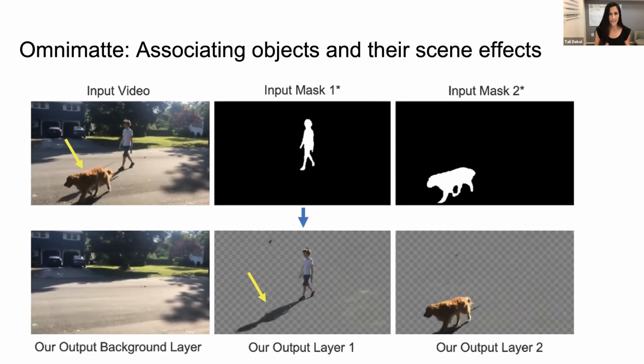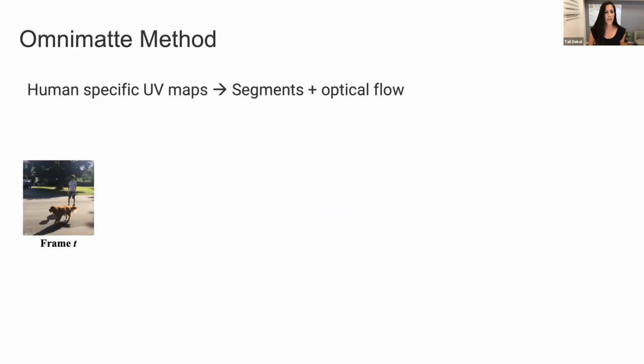So it turns out the Omnimatte work really is quite simple relative to the retiming work, because the key observation was that we actually don't need very complicated inputs to the network. We can replace the human-specific UV maps that we used as input in the human case with rough segments and optical flow. And we can still keep the same training paradigm and everything the same. So this is an overview of the method.